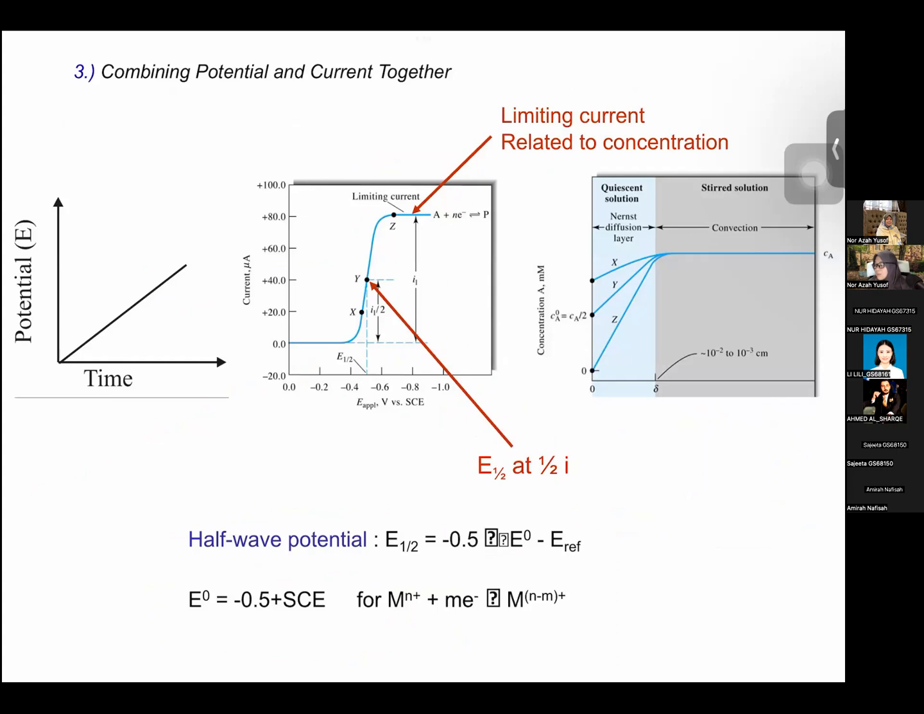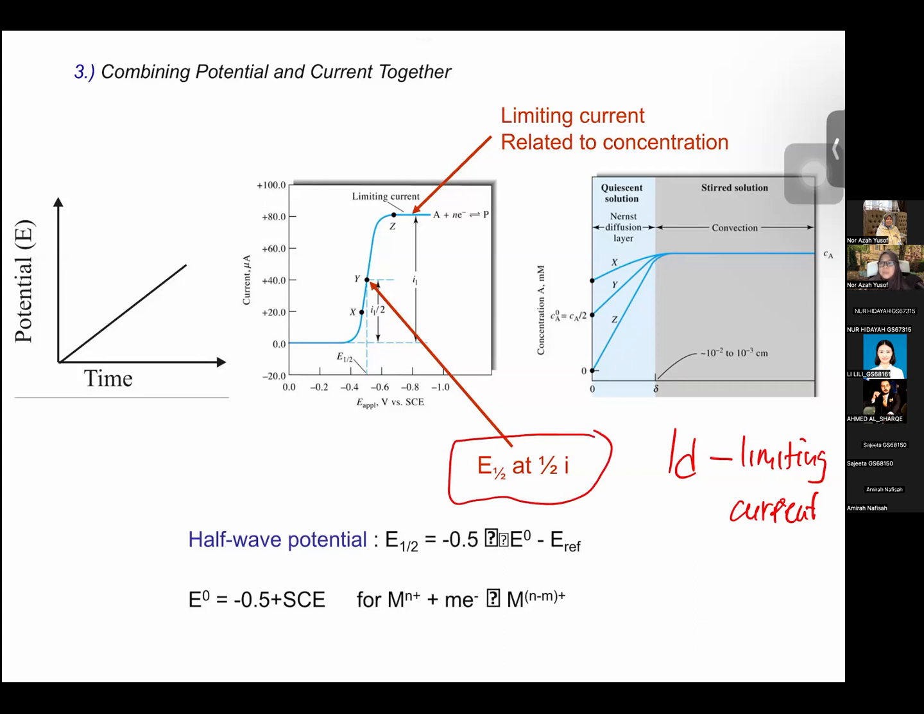Okay, so this is called ID. We usually call it peak current, but here it is the limiting current. It's the current generated when all the analyte is finished. Then we have E half wave potential. That gives you the idea.